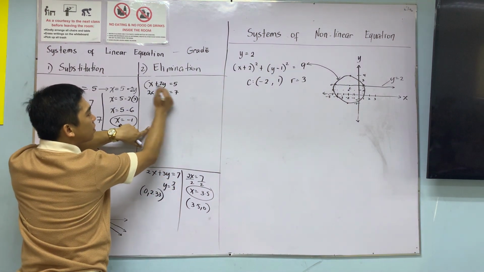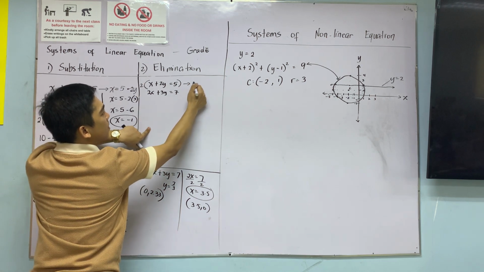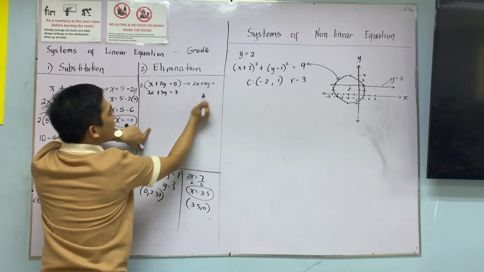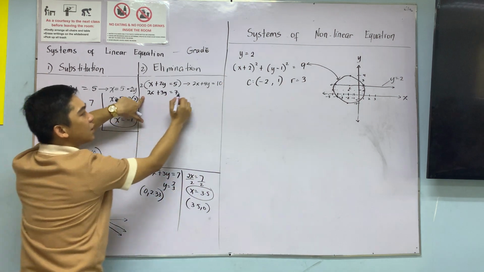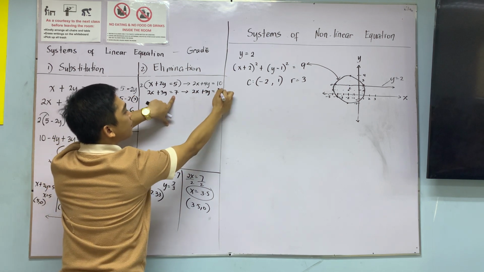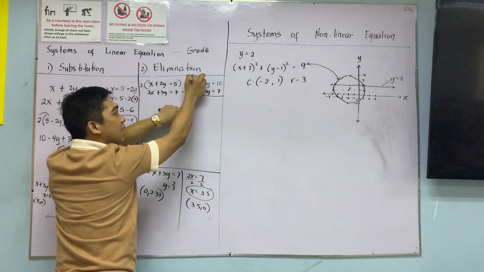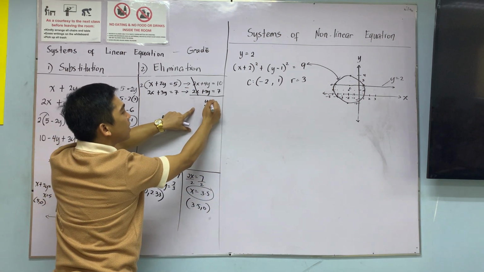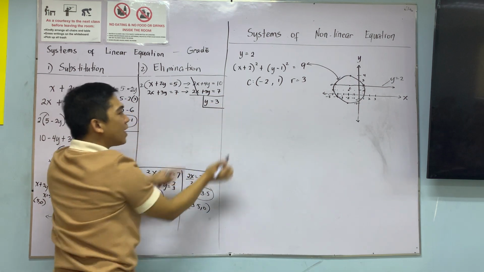Multiply mo to ngayon ng 2. Yung buong equation. Para maging 2x plus 4y is equal to 2 times 5, 10. Okay? Then copy na lang ito. 2x plus 3y is equal to 7. Subtract, makakancel na si x. Then 4 minus 3, y is equal to 10 minus 7. Nakuha na natin yung value ngayon ni y.